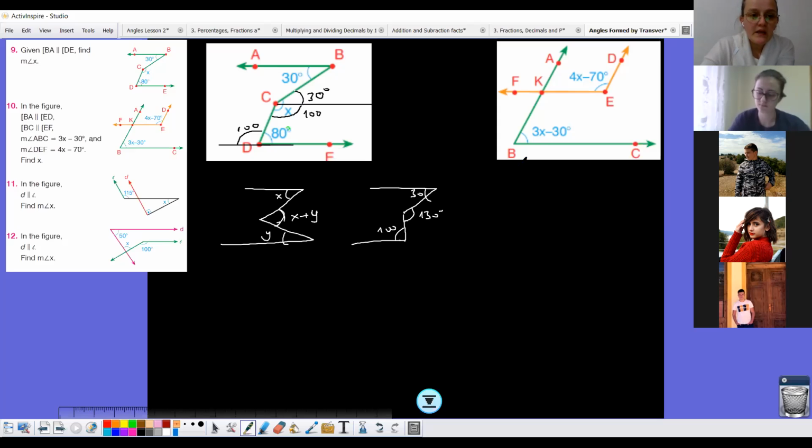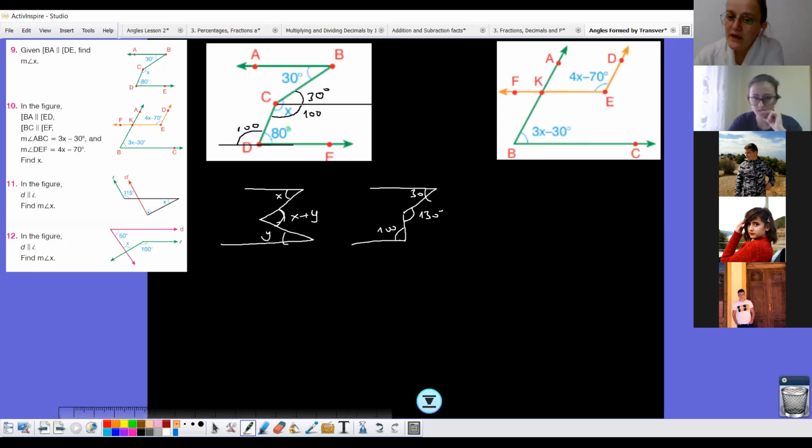Okay. Now in the second question, let's see which property we can use. Let's see what is given. In the figure, BA is parallel to ED, and BC is parallel to EF. The measure of angle ABC is equal to 3x minus 30, and the measure of angle DEF is equal to 4x minus 70. Find x. We are looking for x.